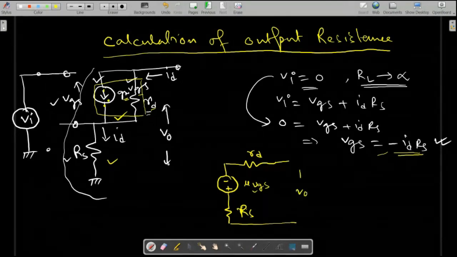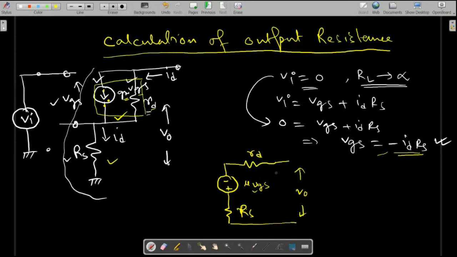And we know that the voltage here is V naught, and the current flowing in this network is ID. So can you calculate what will be the value of V naught by ID? That is nothing but your output resistance R0. So V naught by ID is basically your output resistance R0. What you can do is apply KVL here to find out this value.